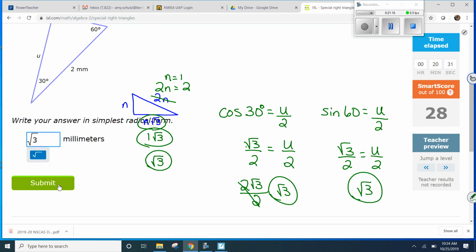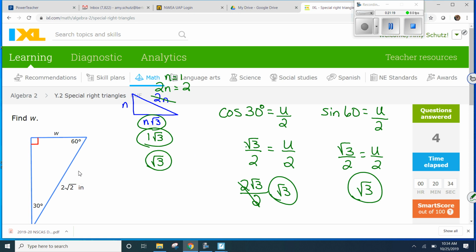I really hope this next one happens to be a 45, 45, 90 triangle. All right, let me answer this one and I'll get back to you.